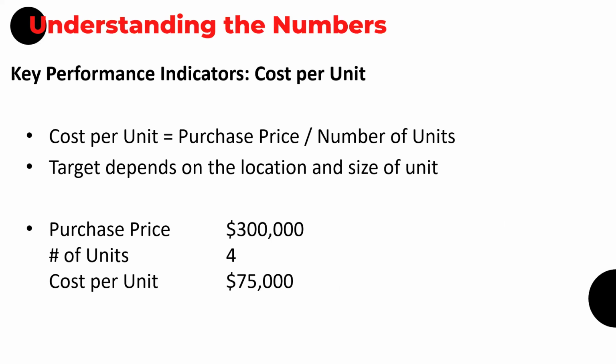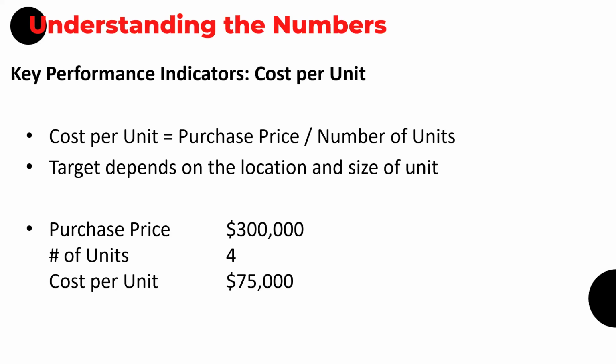Cost per unit. Cost per unit is just the purchase price divided by the number of units. And your target really depends on the location and the size of the unit. There's no general number that you can really use here. But if your purchase price was 300,000 and your number of units was 4, then your cost per unit is 75,000. Again, it's a high level indicator.